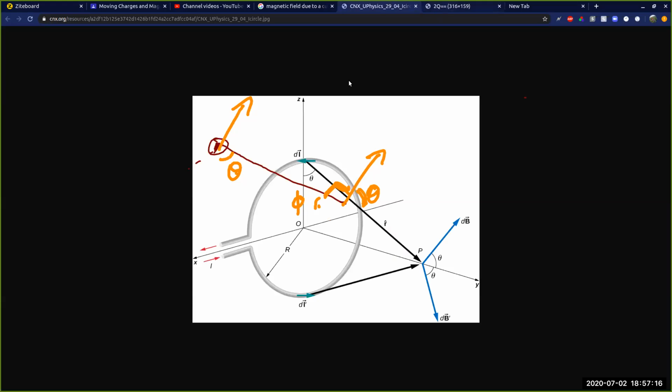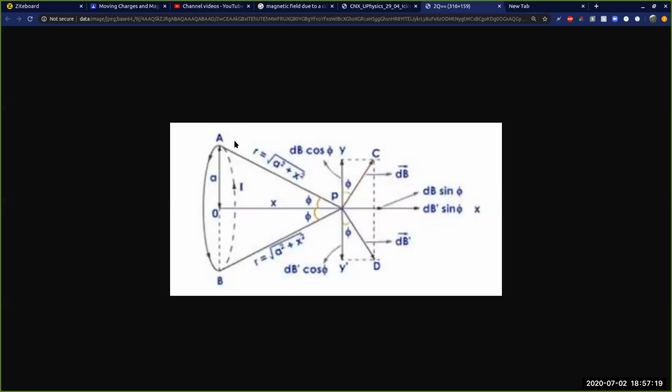Now I'll use this diagram only. Now see, due to a current element here, the vector is like this. Yes or no? Due to the current element here, it will be like this, and the vector will go inward, right? Due to the current element here, the vector is like this. So you will again have a conical set of vectors, right? Because of all these Idl elements, there will be a vector cone, right? Now, what is the angle of every vector of the cone? Theta, right?